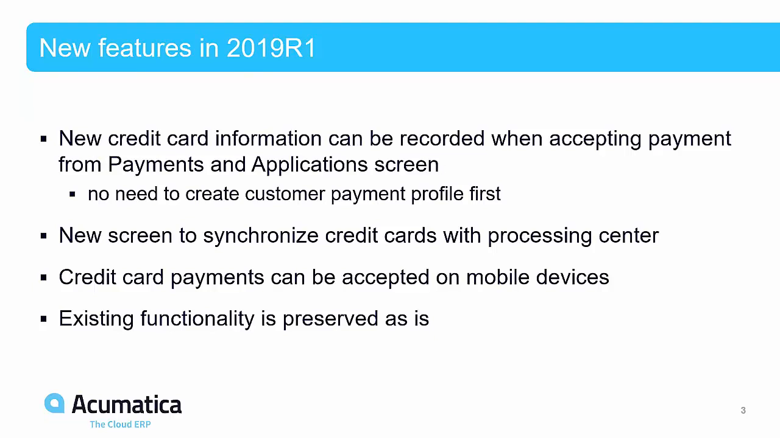The major change is that we have a new way to pay with a credit card from the application. Now it's just a one-step process: you can bring up a pop-up and enter credit card data there, and it will be charged straight away. You don't need to create a customer payment profile first. We have added a new screen to synchronize credit cards with the processing center.